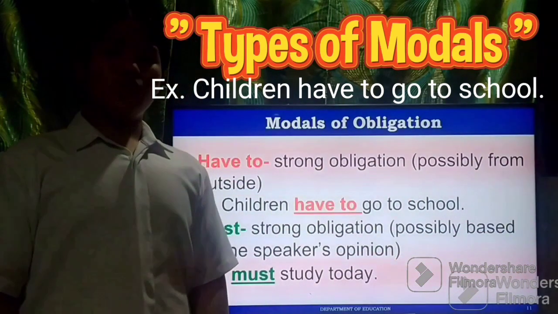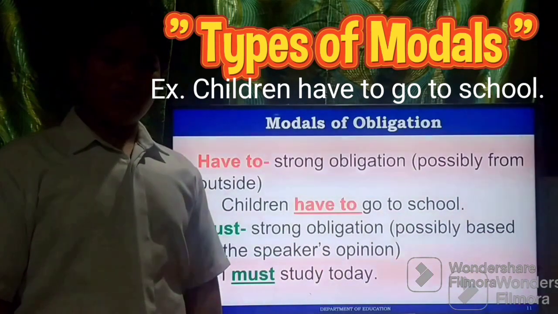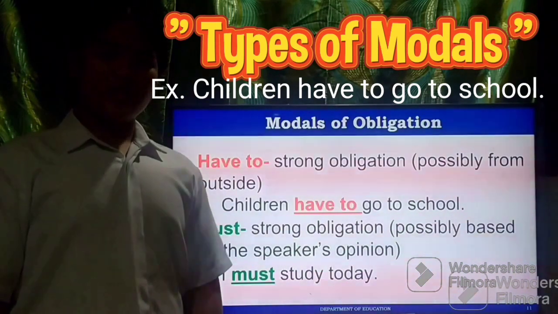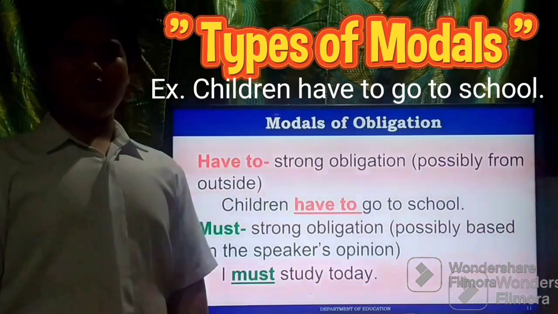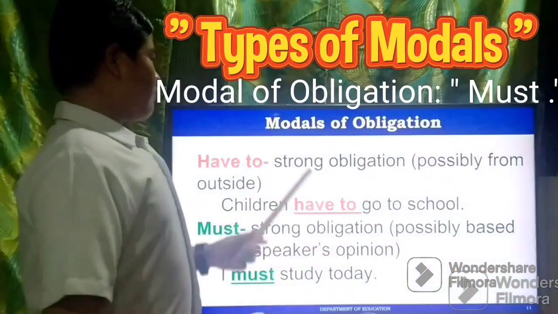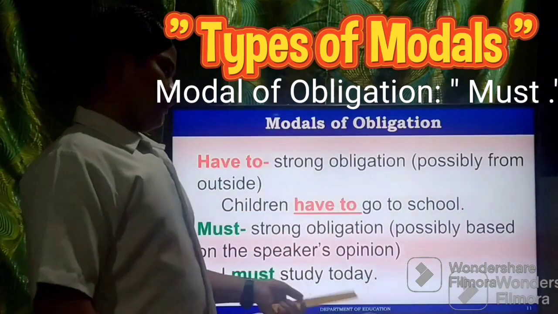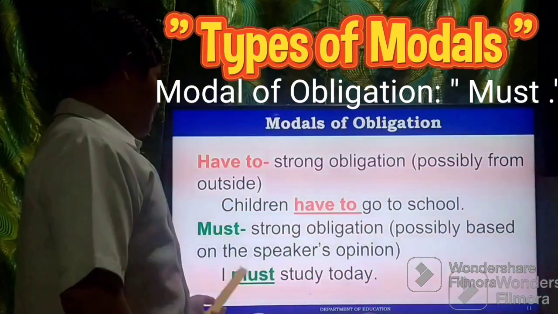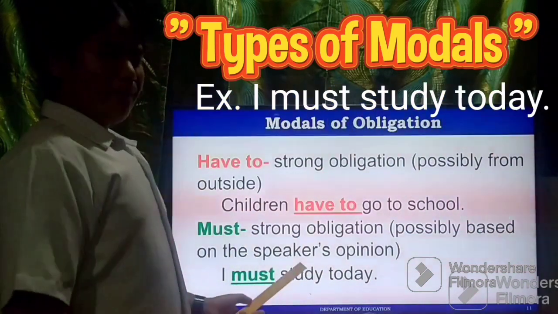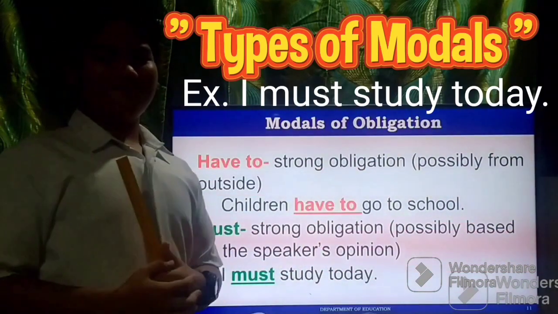So, the modal have to came from an outside speaker, which means it is not the speaker himself who is setting the obligation. Then, we have the modal of obligation must. Must: strong obligation, possibly based on the speaker's opinion. For example, I must study today.